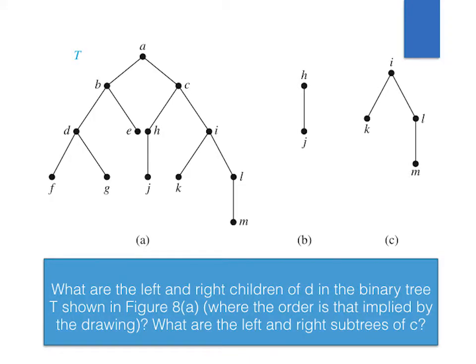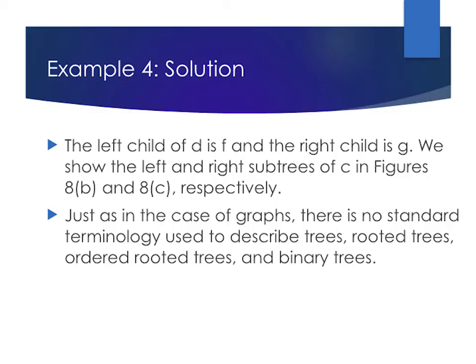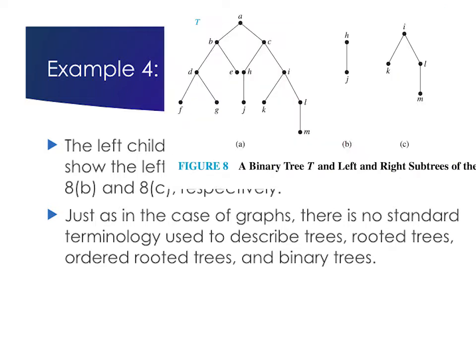Let us take an example about ordered rooted trees. What are the left and right children of D in the binary tree T shown in Figure 8a, where the order is that implied by the drawings? What are the left and right subtrees of C? The left child of D is F, and the right child is G. We show the left and right subtrees of C in Figures 8b and 8c respectively.